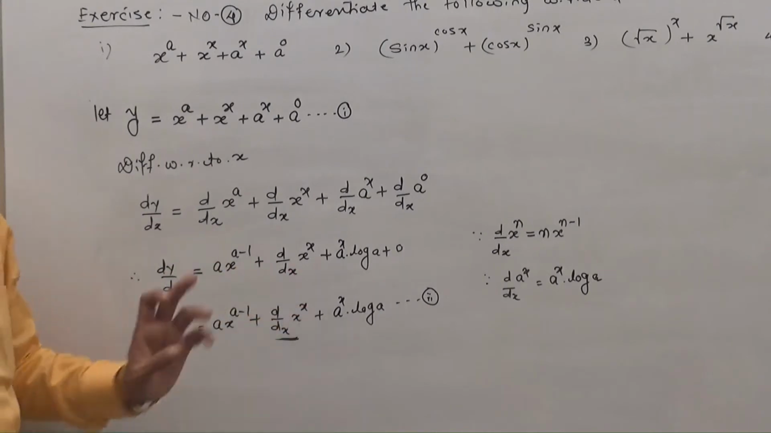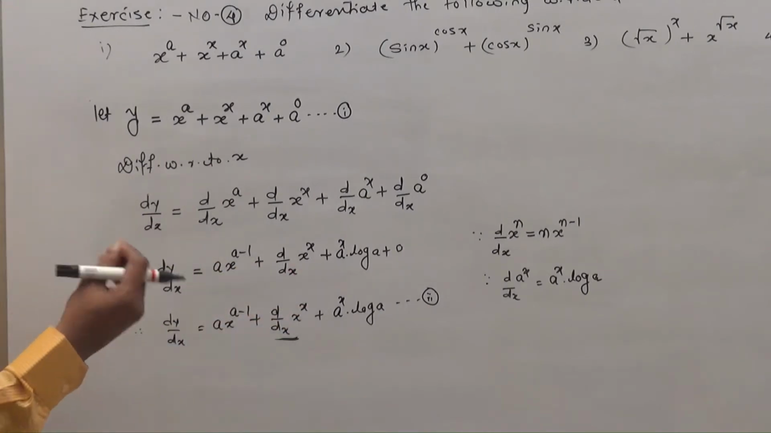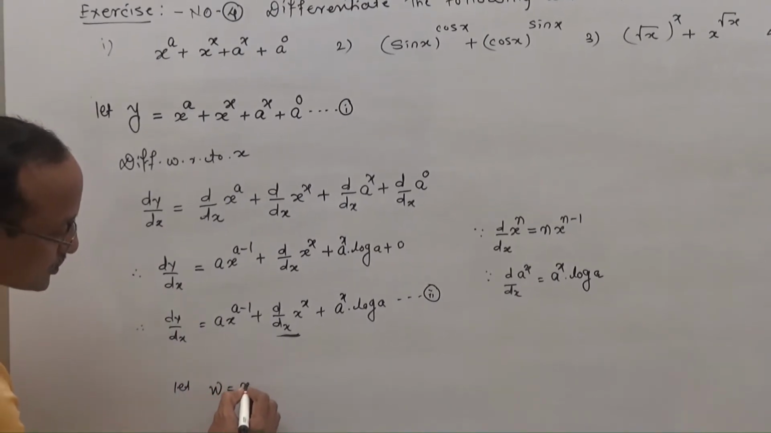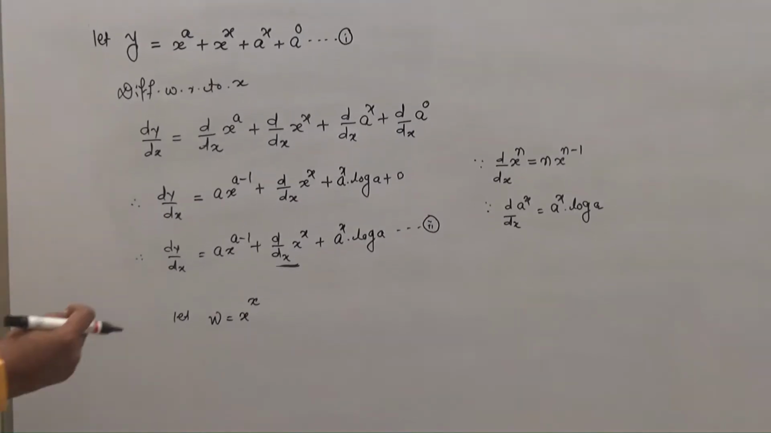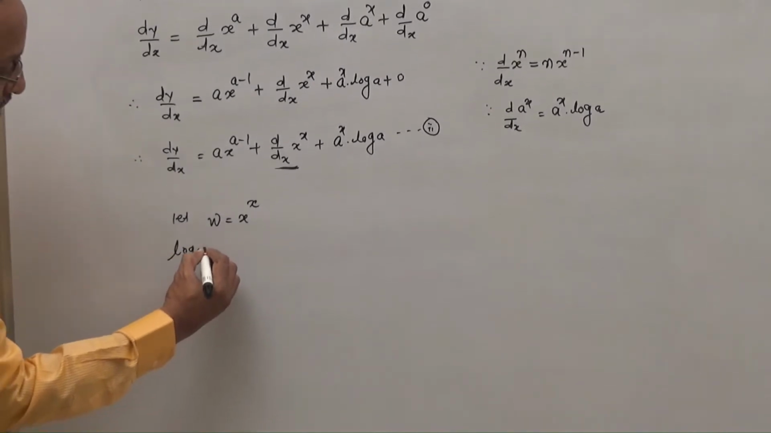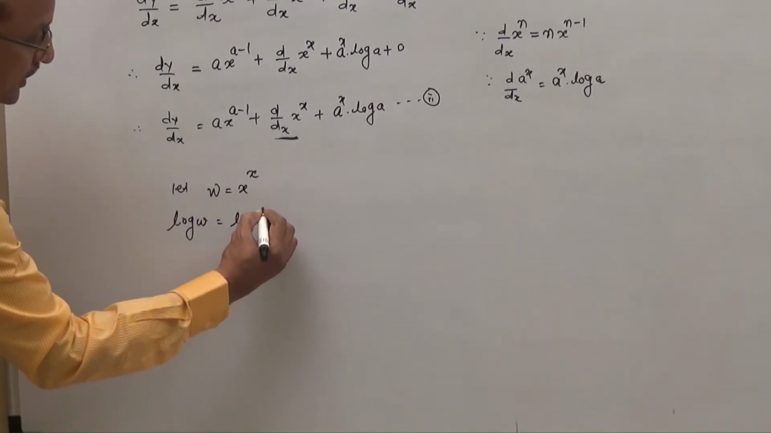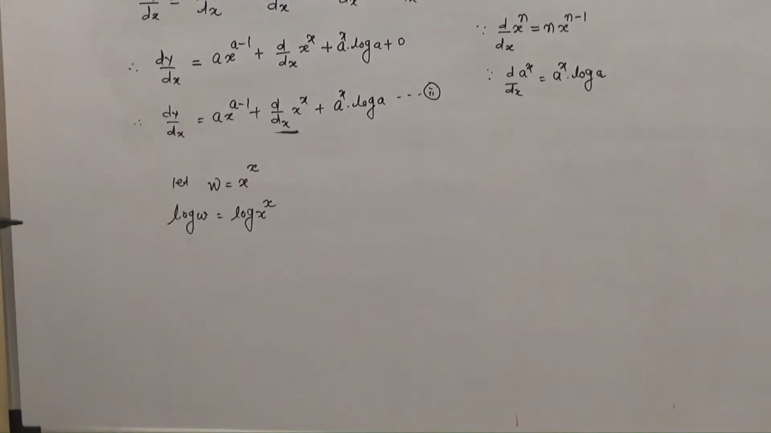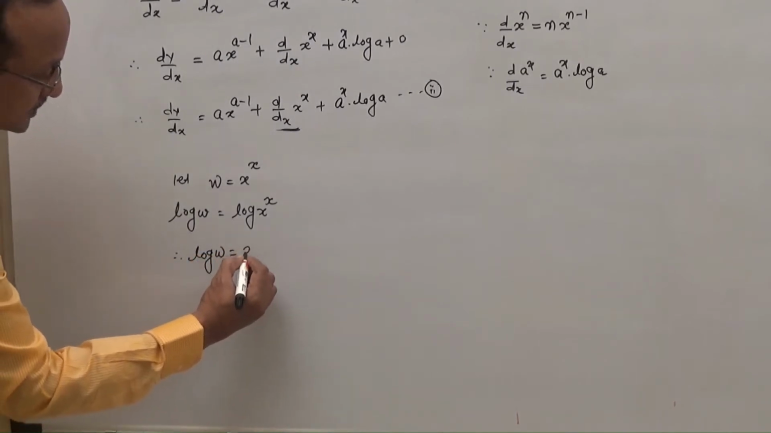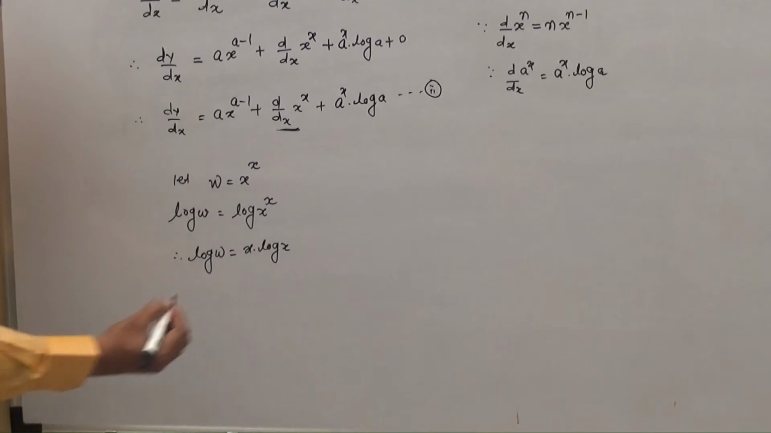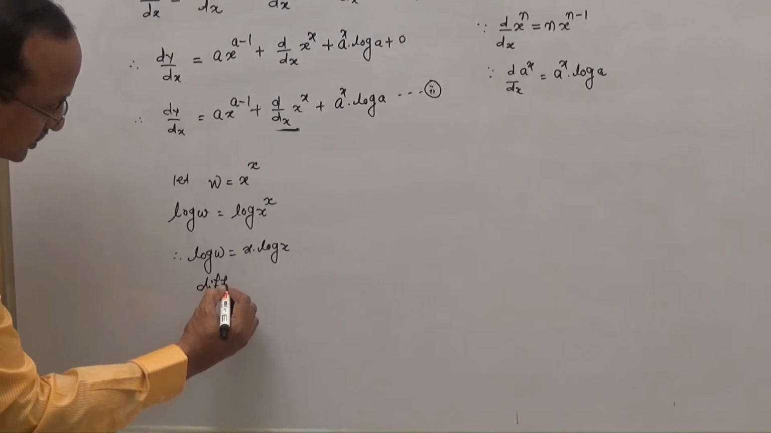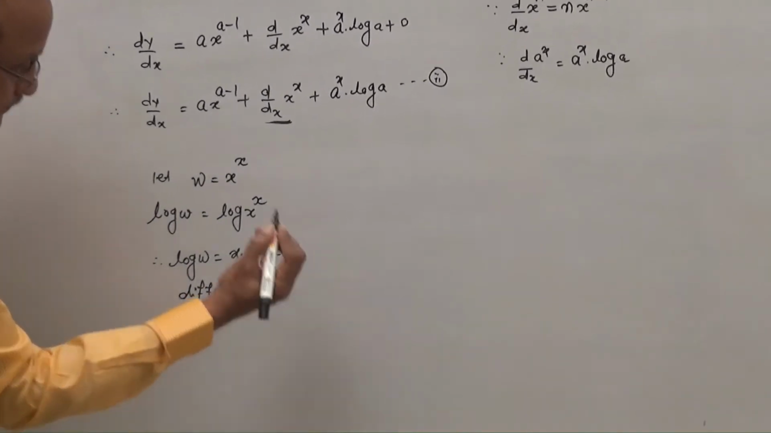If a function raised to power function is given, then you take log on both sides. So now let us consider w is equal to x raised to power x. Then how to differentiate this function? By taking log on both sides. So log of w is equal to log of x raised to power x. Therefore log of w is x times log of x. After simplification, you have to differentiate this function with respect to x.